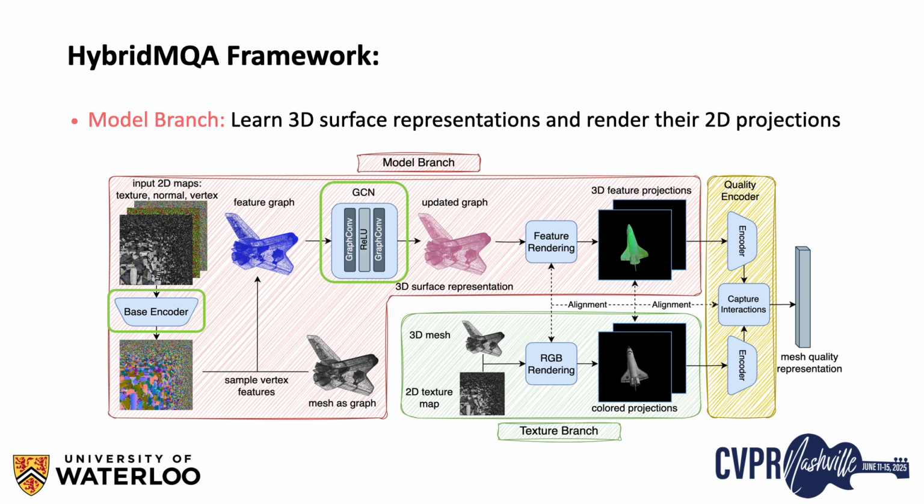Finally, our novel feature renderer generates 6 perpendicular 2D projections of these learned features. We call these projections 3D feature projections. Our feature renderer is fully differentiable and enables end-to-end optimization of the GCN and the base encoder.